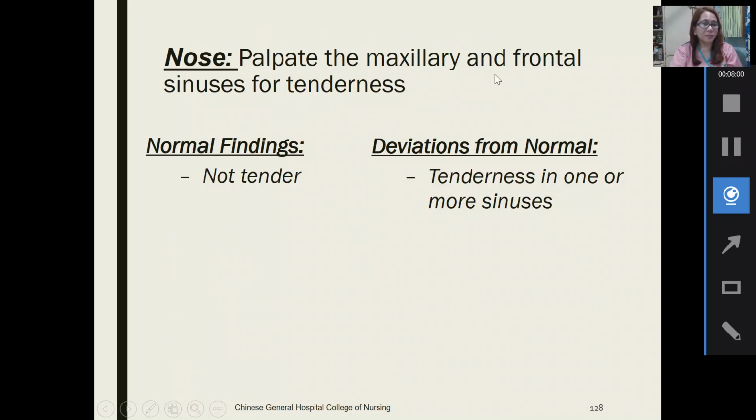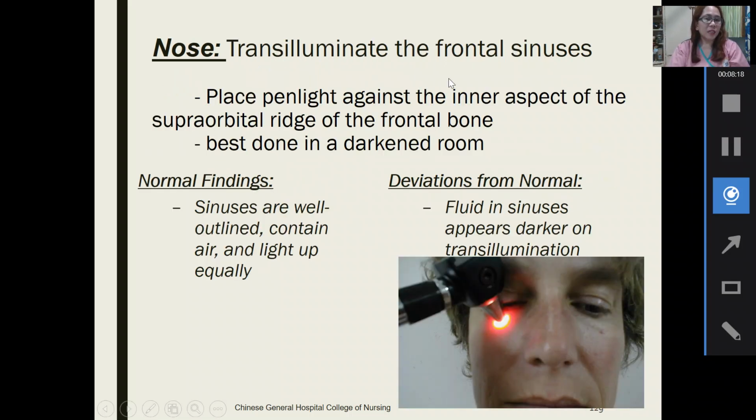So, palpate the maxillary and frontal sinuses for tenderness. It should be not tender. If there is tenderness in one or more sinuses, that could be a deviation from normal or that is abnormal. Illuminate the frontal sinuses by placing a pen light against the inner aspect of the supraorbital ridge of the frontal bone. It is best done in a darkened room.